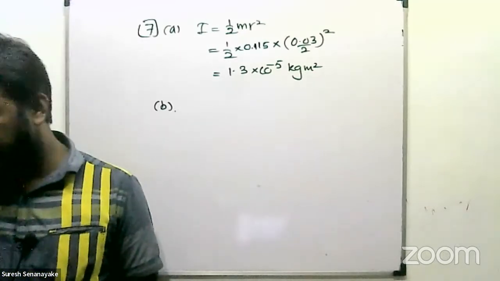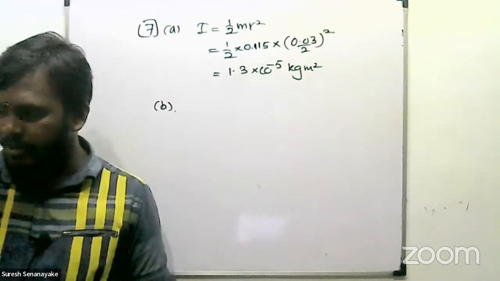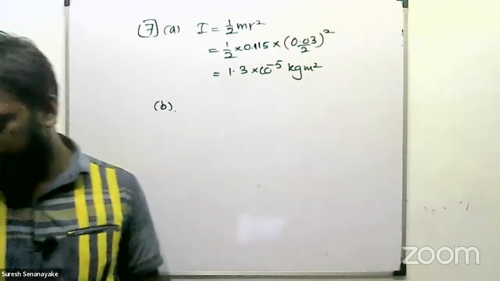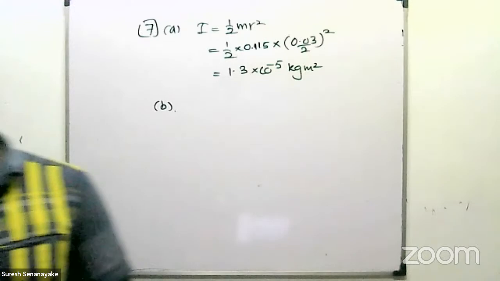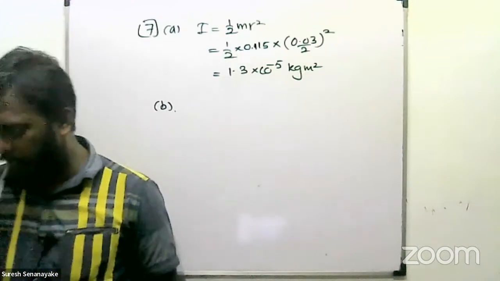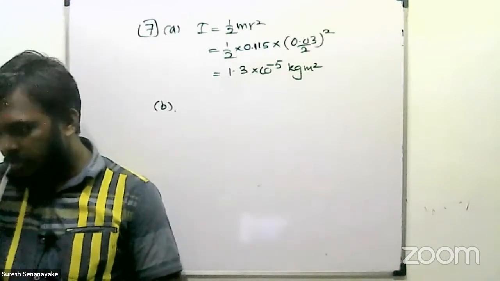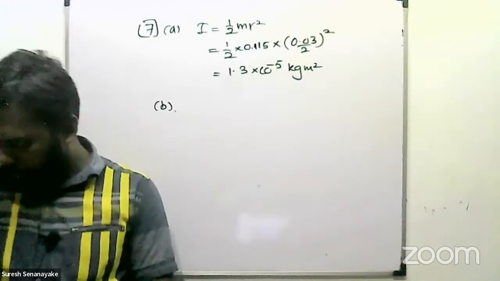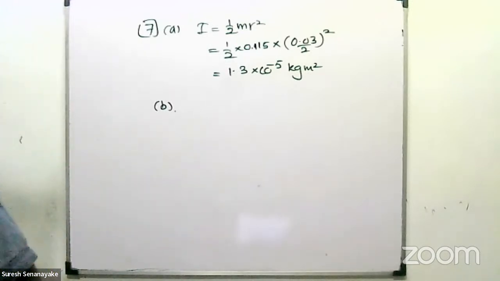Then in the second method, the student rolls the cylinder down a slope and measures the velocity as 1.6 at the bottom. This is the diameter, and the height is 0.25.